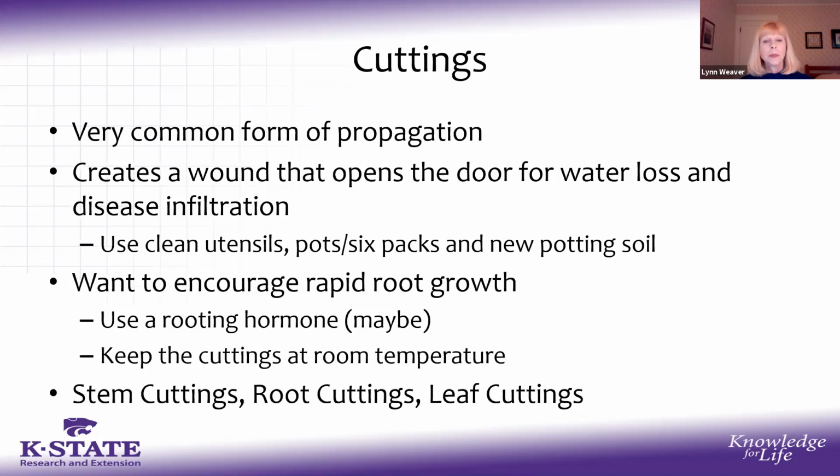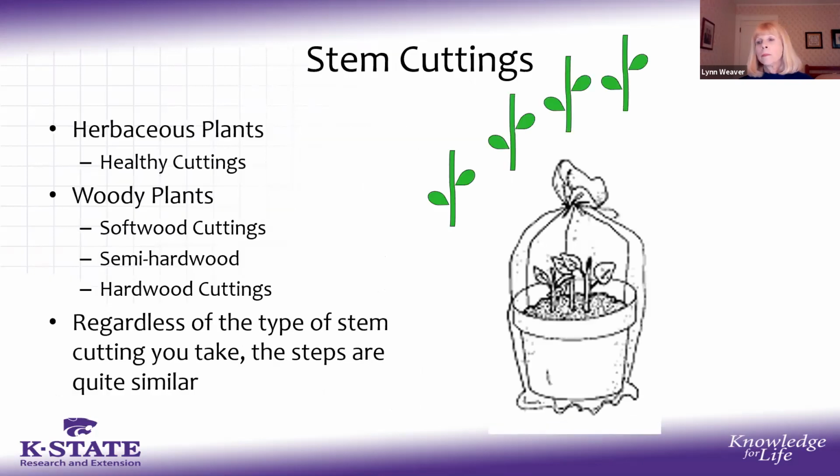So there are stem, root, and leaf cuttings. Herbaceous plants, just to remind you, have no persistent woody stems above the ground. Examples of herbaceous annuals would be begonias or coleus. Herbaceous perennials, mint, chrysanthemums, okay? Woody plants, those are shrubs and trees. And on woody plants, you can take softwood, semi-hardwood, or hardwood cuttings.